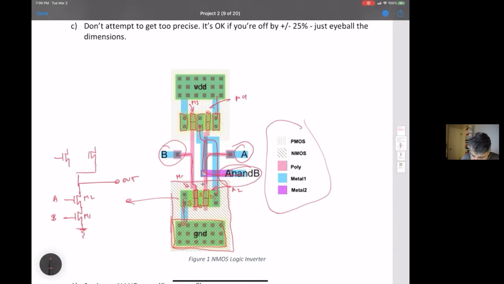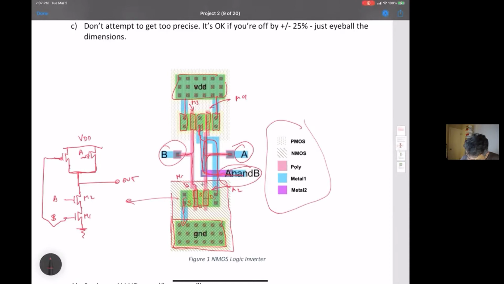M3, the gate goes to B. And the source goes to VDD here for both of the devices. So both M4 and M3 have their sources going to VDD, and this guy's gate goes through poly and gets connected to A. And their shared output gets connected to the output.